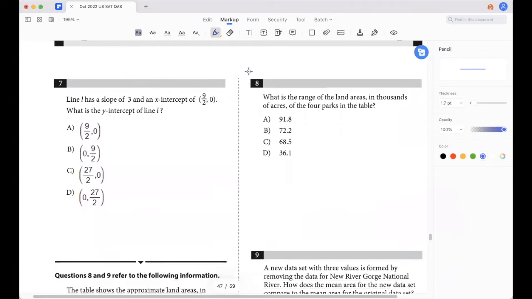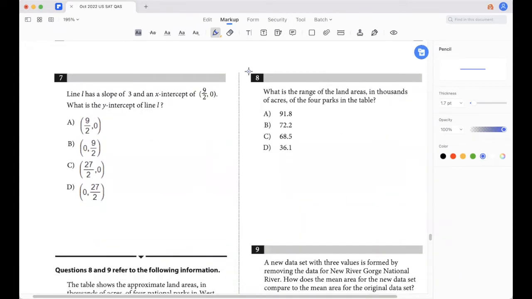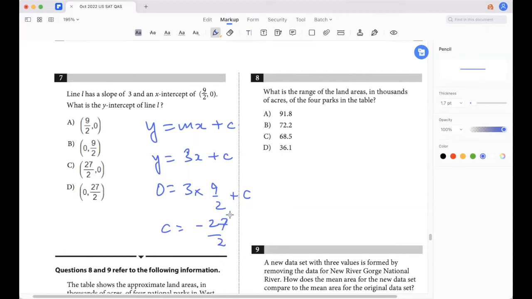Line L has a slope of 3 and an x-intercept of 9/2. What is the y-intercept of the line? So y is equal to mx plus c, right? And m is 3. So y is 3x plus c. And now we can substitute (9/2, 0). So 0 is 3 times 9/2 plus c. So c is minus 27/2, right? So the y-intercept is minus 27/2.